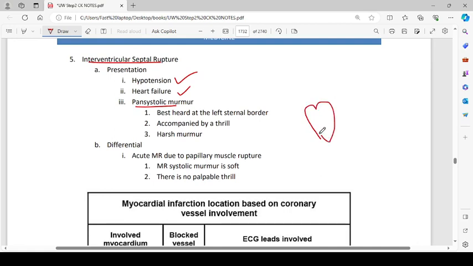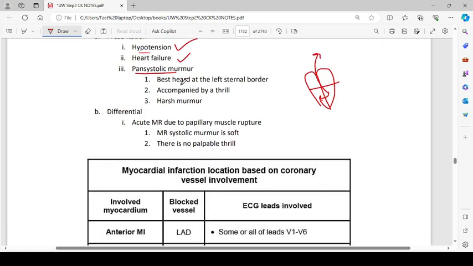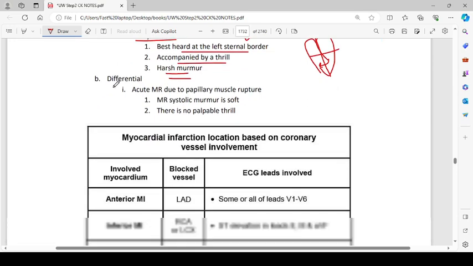So that will create a VSD. Like suppose this is the heart and the rupture is here, so a left to right shunt is created. That will create a pan-systolic murmur. And there will be hypotension because blood, instead of moving into the aorta, has a shunt pathway through which it is moving into the right atrium. So a decreased amount of blood is reaching systemic circulation, and that can result in hypotension. It is best heard at the left sternal border, accompanied by a thrill, and that will be a harsh murmur.